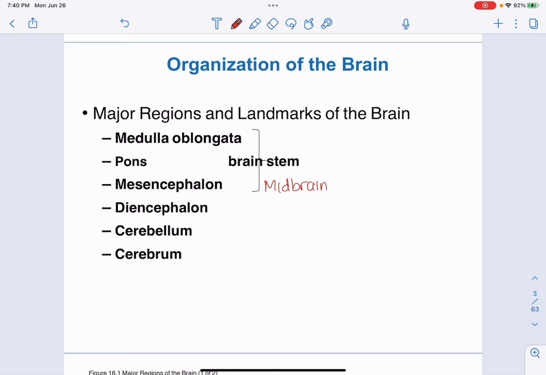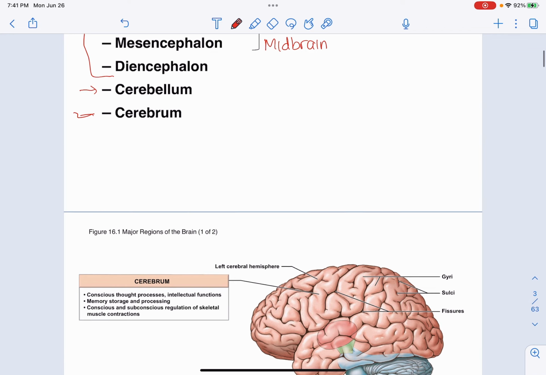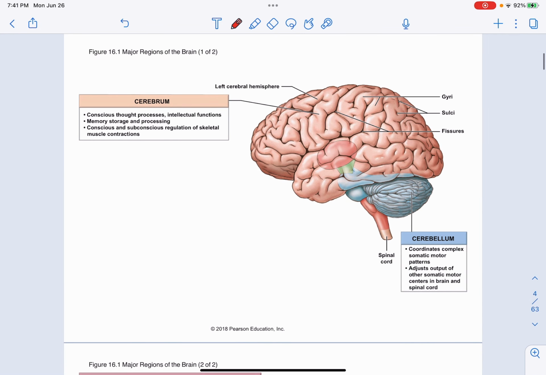And then you have the diencephalon, and these structures are surrounded, enclosed almost, by the cerebrum. So the outer portion of the brain surrounds those regions. Those are kind of internal structures that you'll see. And then the cerebellum. So let me show you what some of those structures look like. We're not going to go into great depth right now. We'll talk about them more as we get to them in the lecture.